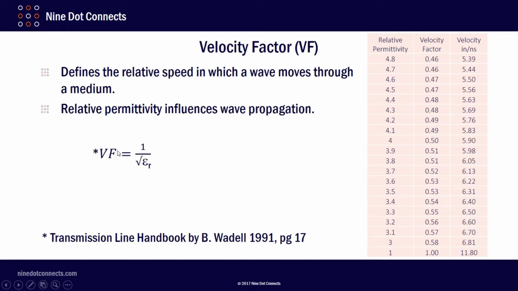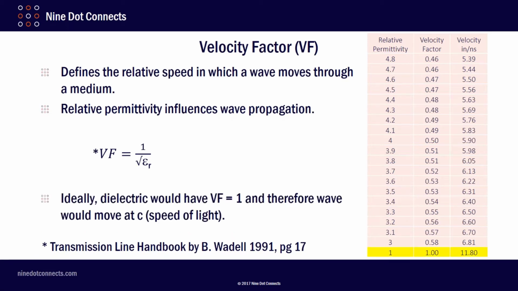Now, if you'll notice, I put a little asterisk here to define that the velocity factor is 1 over the square root of epsilon r, so you see that it's inversely proportional. This is an equation that has been around for a very long time, and so we're not going to derive it. It's just accepted as a standard equation and accepted as fact. I also created this table over here on the right so that you can see that, generally speaking, with a lot of the PCB materials that we use as dielectrics, those general numbers and how the velocity factor relates to them. In an ideal dielectric, we would have that velocity factor equaling 1, and therefore the wave would move at c, which is the speed of light.